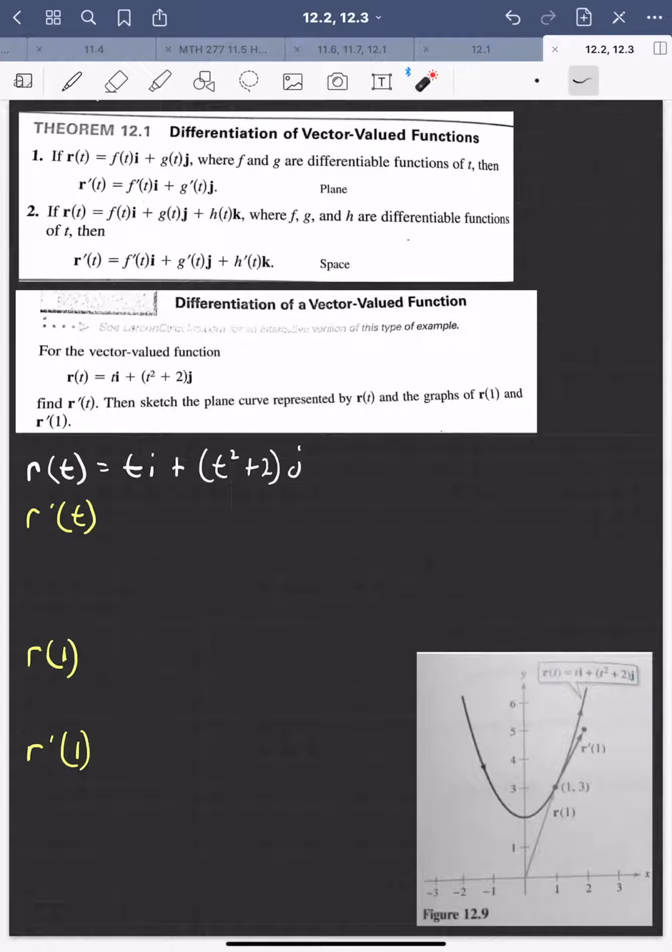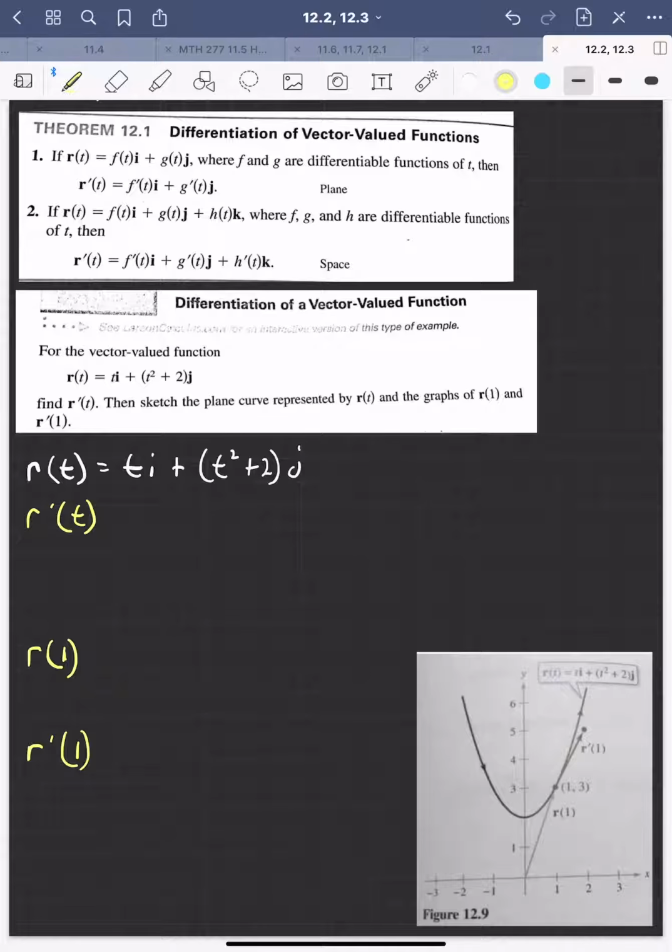the theory part. Let's jump in and take a derivative. Let's go. So we have the following vector valued function. r of t is equal to t i plus (t squared plus 2) j. This is a multiple part question. First, find the derivative of r, and we also want to evaluate r and r prime at 1. Ready? Let's start with the derivative.